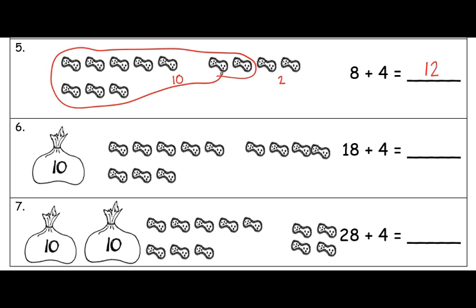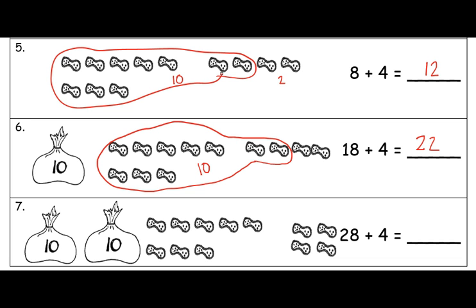In the next problem, I'm adding 18 plus 4. So I have my group of 10 and 8 that make up the 18, and then 4 more. And I can follow the same process. I can take 2 peanuts from the 4, combine that with the 8, and I get a group of 10. I'm going to add that to the original group of 10. So now I have 2 10s and 2 1s left over.